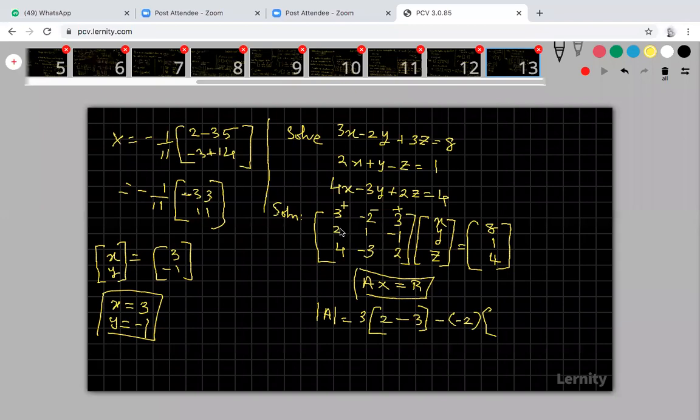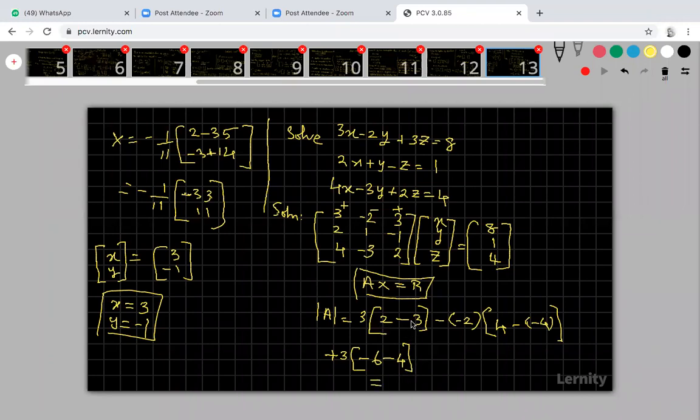Then multiply these two. This is 2 into 2, 4. This is minus 4, but already we have one minus. So therefore this is plus 3. Next term, third term, this is plus 3 into, this is 2 into minus 3, minus 6. This is 1 into 4, 4. Right, now simplify this. What is the answer?